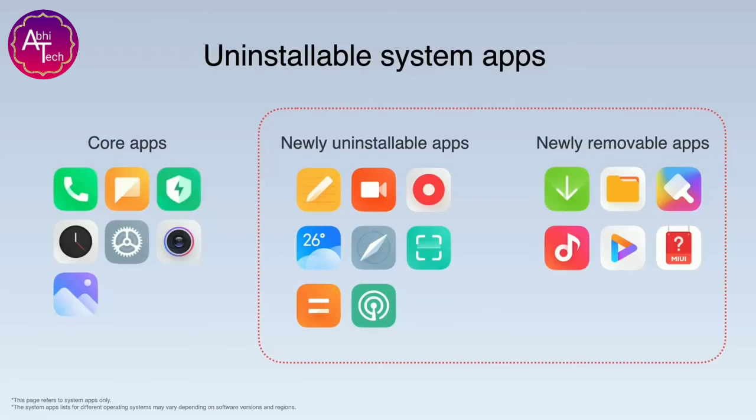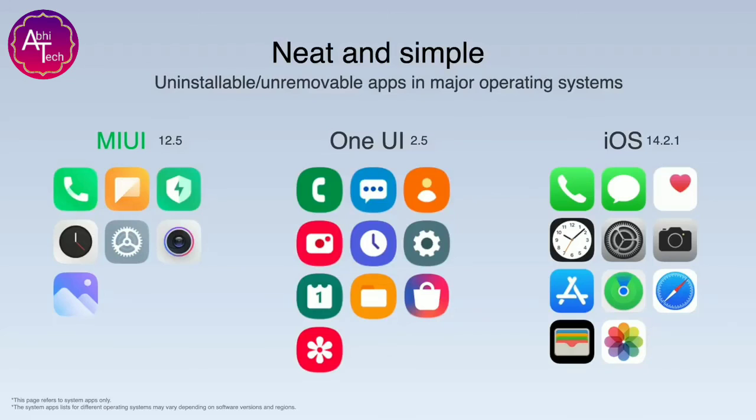With MIUI 12.5, most system apps can actually be uninstalled, as we can see here right in the middle. Some app packages which are actually included in the system core, their app icons as well could be now hidden. Compared to all the other operating systems, MIUI 12.5 is as simple as it gets. If you don't want it, simply uninstall it. The option is yours. So that was all from my side.